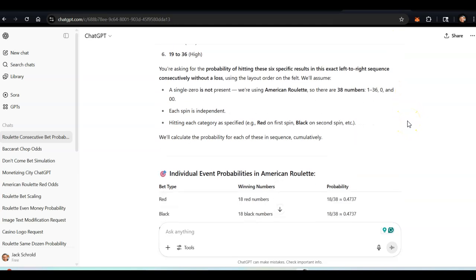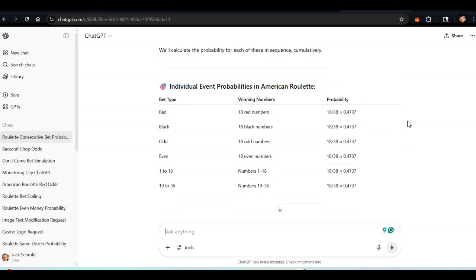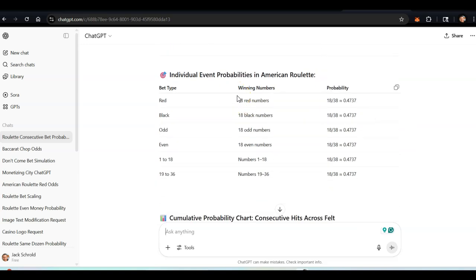And this is really cool. Let's see how it did this. Here's the individual event probability, right? Each one of these is an even money bet. And when you figure in the 0 and the double zeros, each one of these individually has the exact same percentage or odds of coming in, right? 0.4737. So if you didn't know it, when you put money on a red or a black or any of these, your chances of winning are not 50% because of the greens, because we have the 0 and the double zero. It's 0.47, right? It's not exactly a coin flip.